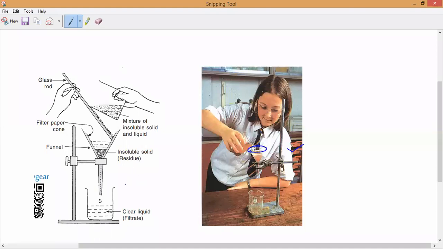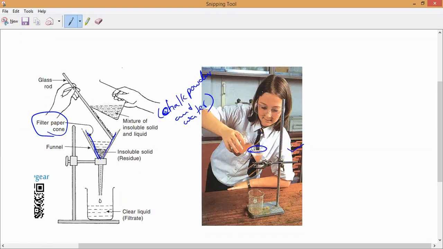You can see this is the experimental setup. We keep a neat beaker down, and we fix the funnel to the stand. Inside the funnel we keep a filter paper cone. Now, a mixture of insoluble solid and liquid. That is what the insoluble solid means. What have we taken here? Chalk powder and water.